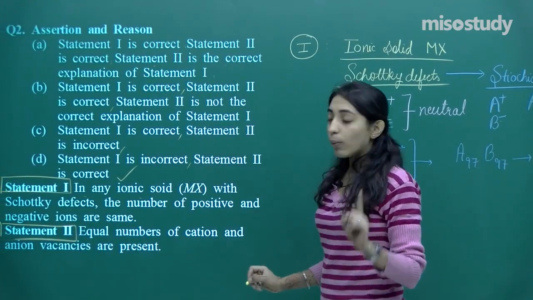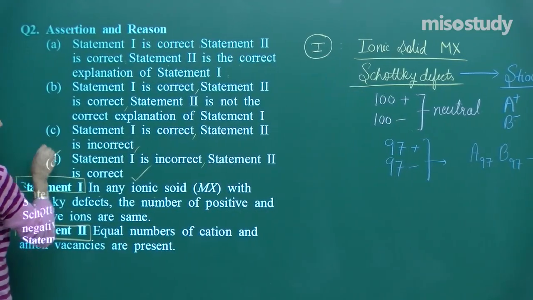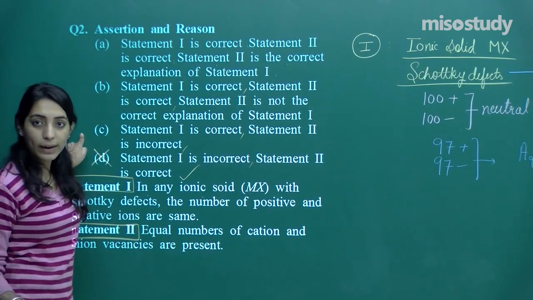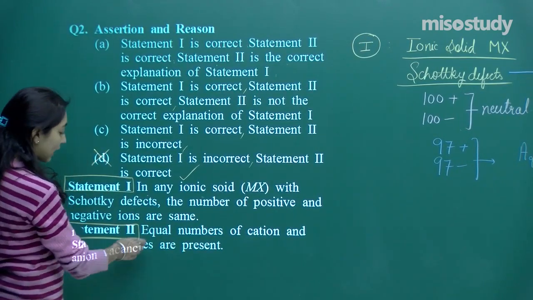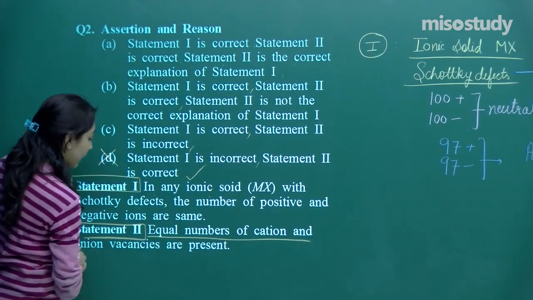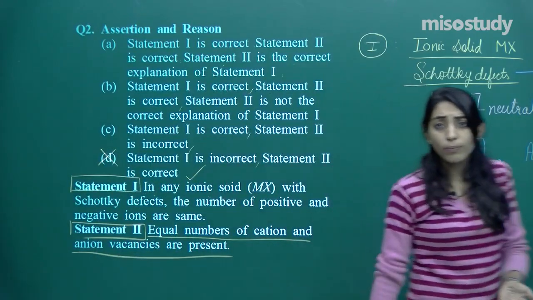So when statement number 1 is correct, for sure we will ignore the option number D. Now either the answer can be A, B or C. Okay. Let us now try to read the second statement. Equal number of cations and anion vacancies are present. Yes, that is well obvious, no?